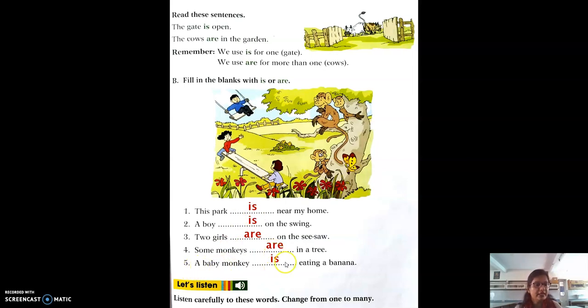A baby monkey dash eating a banana. Here we can see only one monkey is eating the banana. So a baby monkey means we are talking about one baby monkey, that is singular, and here we are going to use is. So you are just going to remember one golden rule, that is is used when we are talking about one thing and are is used when we are talking about more than one thing. Simple, 2 things you are going to remember for now.